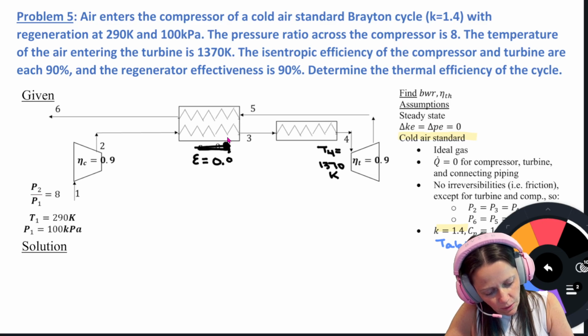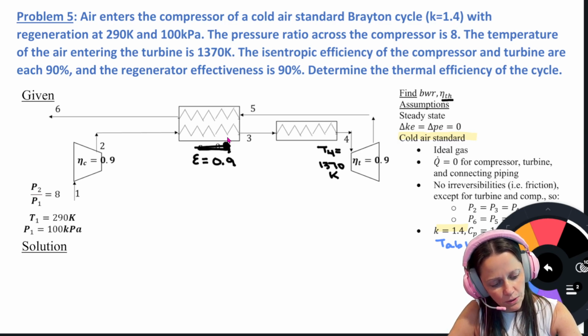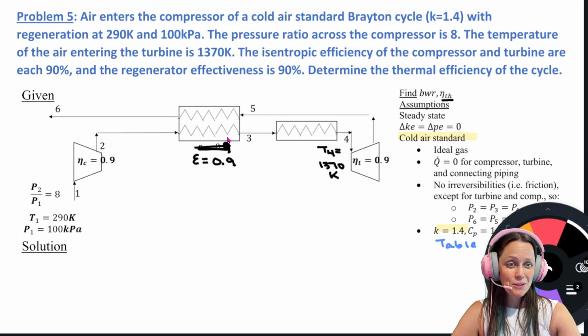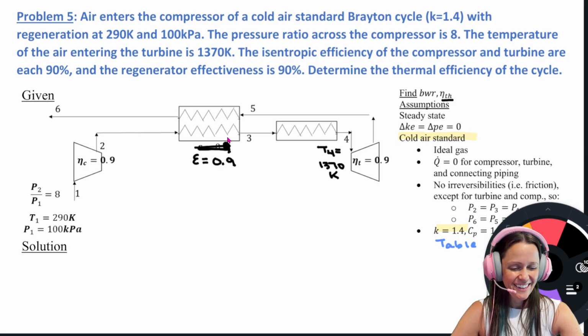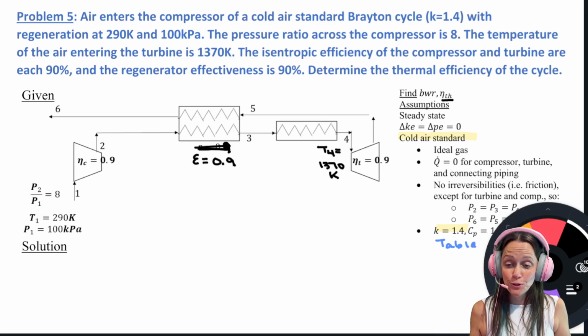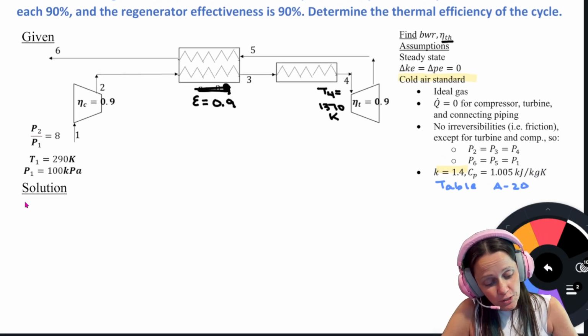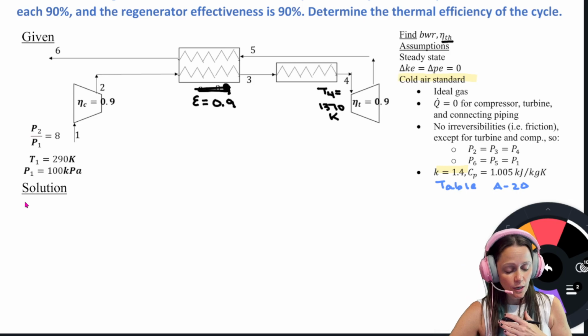So 0.9. We're supposed to find the thermal efficiency of the cycle, and it looks like we also want to find the back work ratio, although it certainly wasn't in the problem statement. So I don't know, we can get an equation for it if we want to. I guess that would be a good idea. So the first thing that I'm going to do is apply my first law and get my equations for the work ins and the work outs and all that stuff.